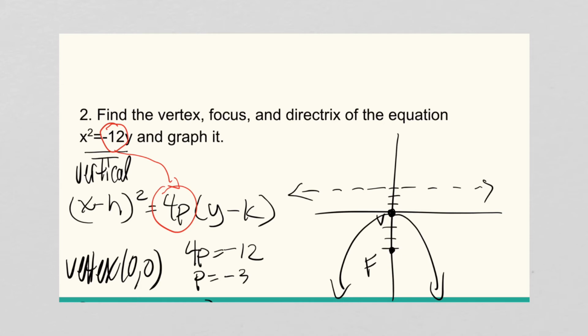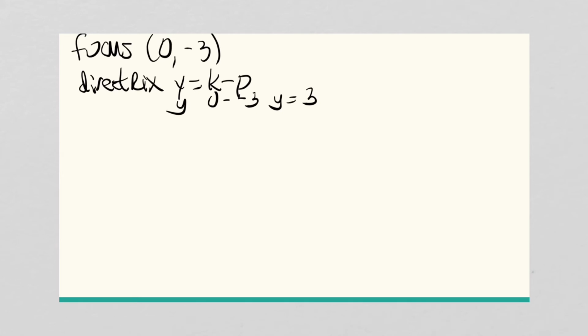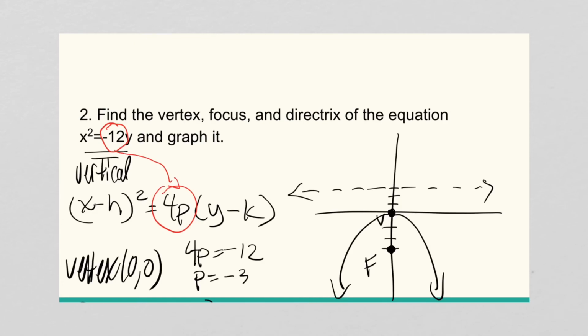We have negative 12 there, and the 12 is negative, so that means it's an unhappy or negative p-value. So if I say 4 times what p is going to give me the negative 12, I divide by 4, so I know my p is negative 3. So I'm going to go down 3 boxes, so here's my focus at 0, negative 3. My directrix equation, y equals k minus p. Well, k is 0, p is negative 3. So that means my directrix line is y equals 3. As you could see, 3 boxes going up.